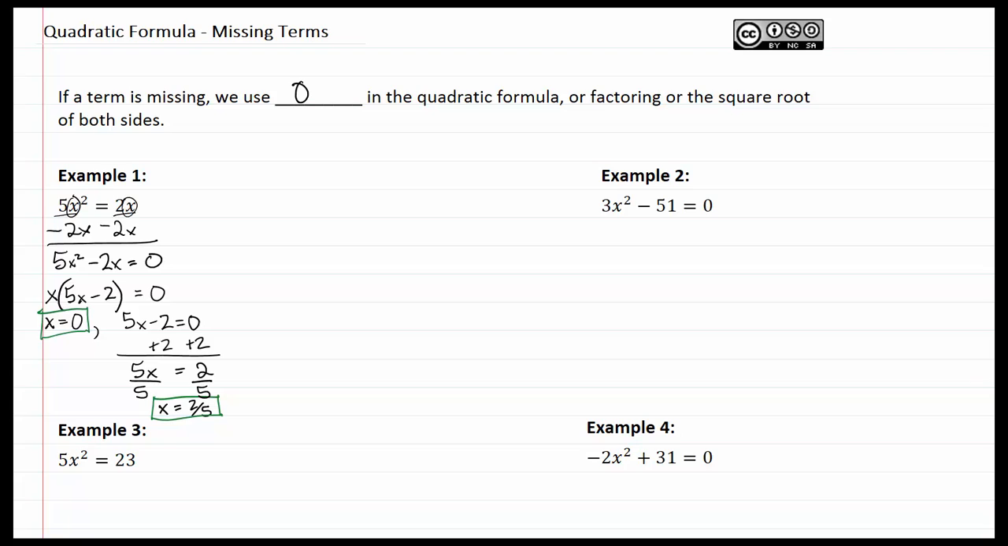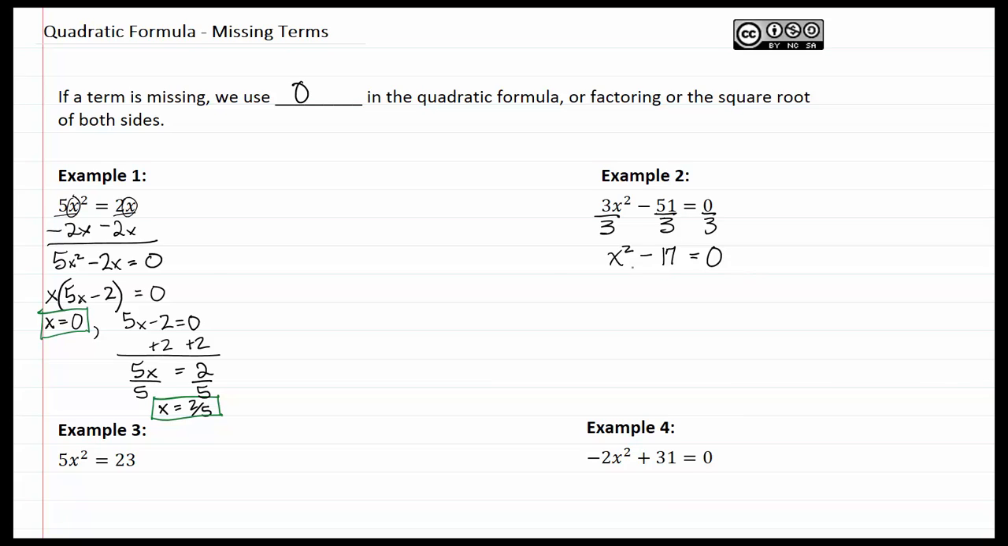Let's take a look at example 2. We have 3x squared minus 51. First, I notice that I don't have a common factor of x like in example 1. But I do see that 3 is a common factor to both terms. So I'm just going to divide both of these by 3. 0 divided by anything is 0, so then I can do the same thing to both sides of the equation. And so now I'll just have x squared minus 17 is equal to 0.